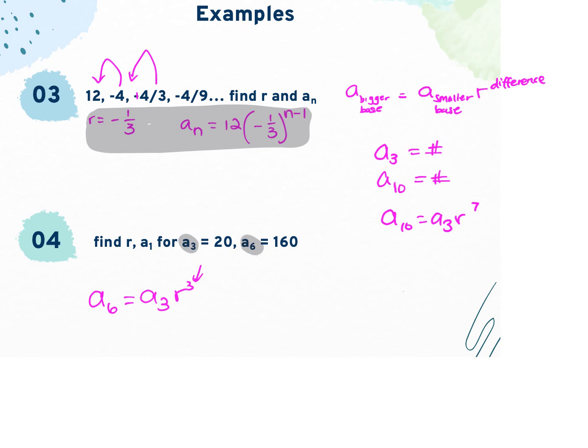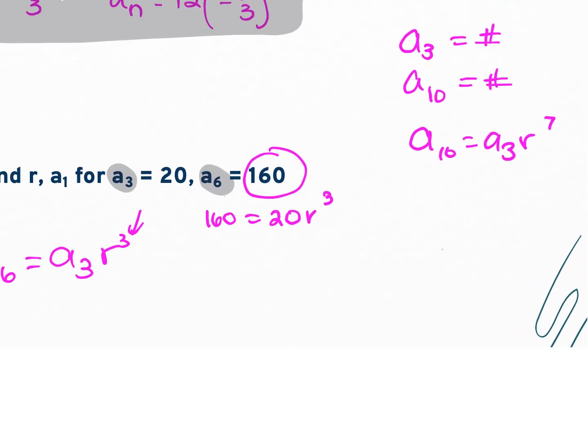Okay, so I get A6 right on the left, which now I have a value for. That's 160. Equals A3 on the right, which is 20, r to the third. How do I solve for r? Divide both sides by 20.